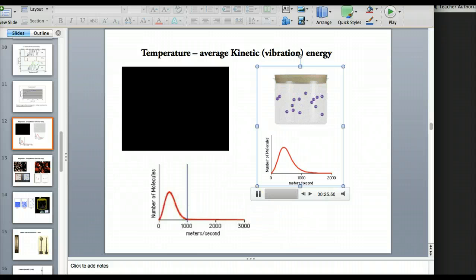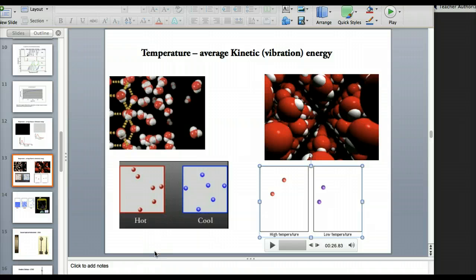Let's move on. I didn't get to play these 2 movies about heat flow, but let's play this one and see if you can hear what this person has to say.